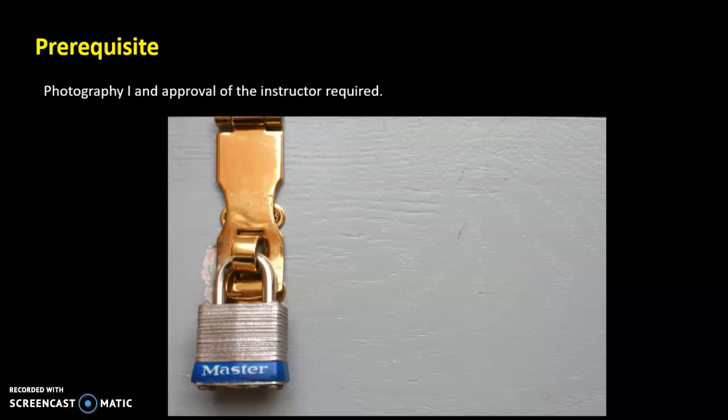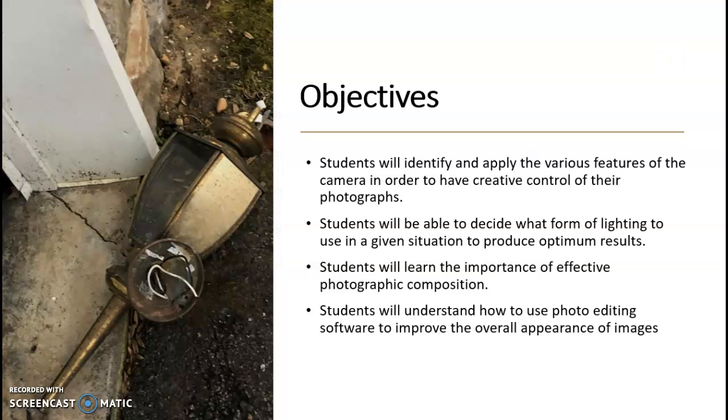Now, the prereq is Photography 1, and I think you all had that, so you should be good. Now, the objectives for the class. You're going to identify and become familiar with the various features on the DSLR camera, the digital lens reflex camera. You'll also be familiar or review some of the lighting that you had in Art 1, and you should be prepared to do assignments that incorporate lighting.